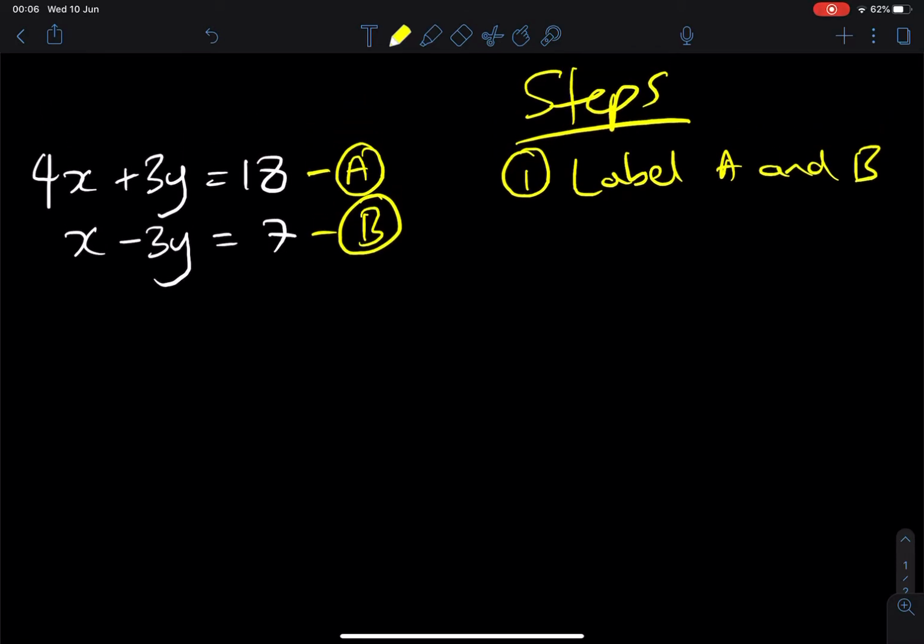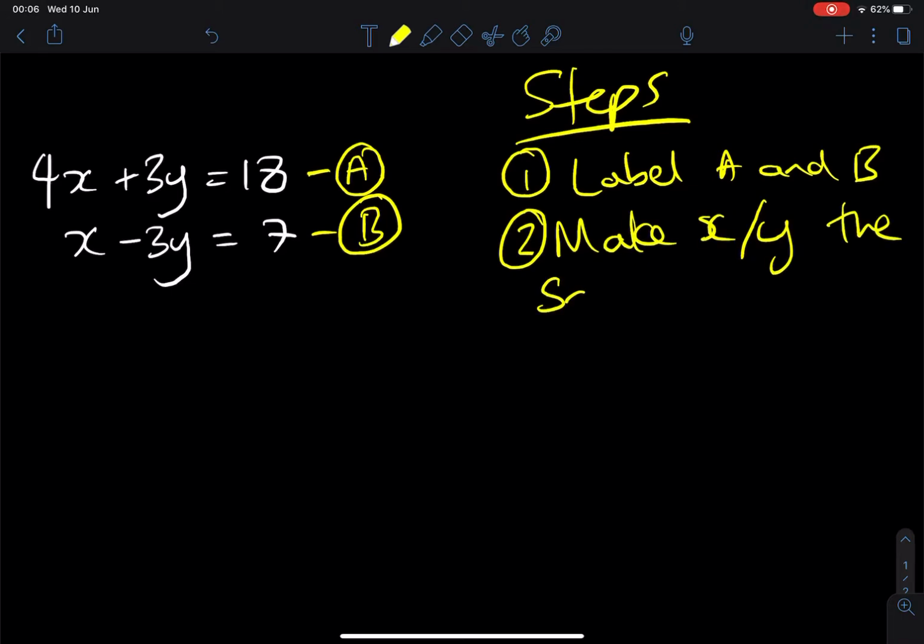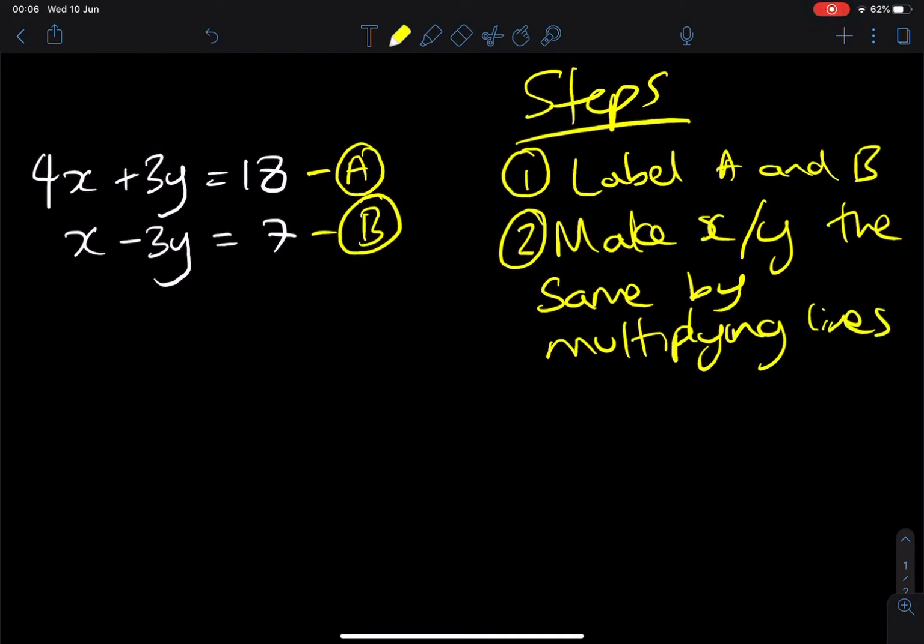So next thing I do is make x or y the same by multiplying the lines, or equations. Now what that's referring to is I want you to choose either x or y to make the same. Now, in this particular case, what we realize is we've already got y being exactly the same. They're both 3y. So by default, I've already done part A and part B. So now let's do step 3 rather.